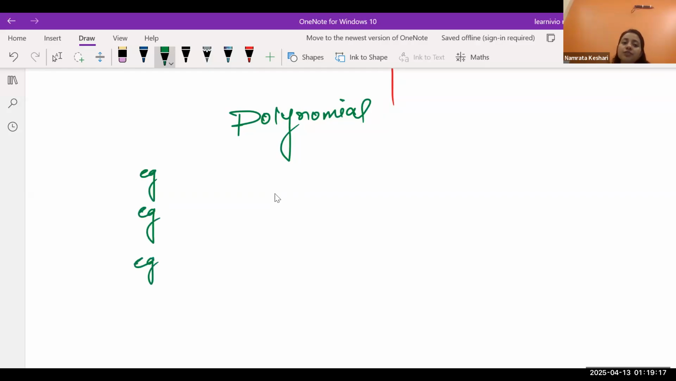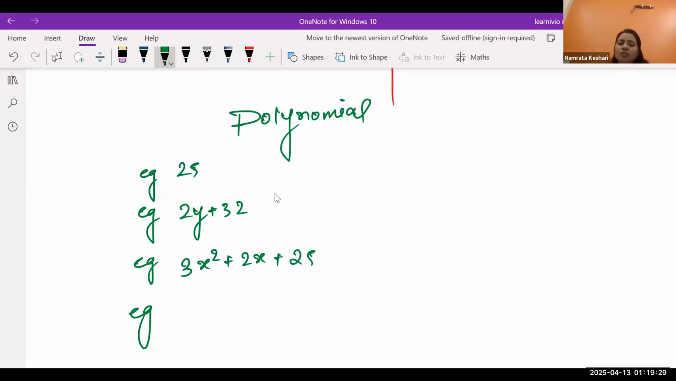Till now, you have seen different types of examples, maybe 25 or 2y plus 32. Just now I have added 3x square plus 2x plus 25, or maybe one where the degree was 32. So many varieties, all will come, all are polynomials. But when I say a specific name, only those varieties will come.